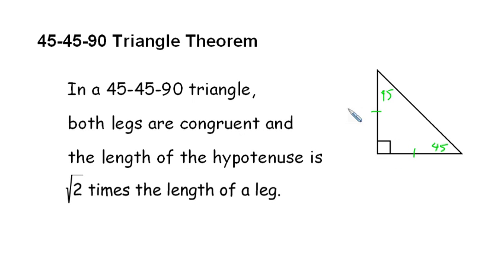And then it says that the length of the hypotenuse will be square root of 2 times the length of the legs. So if the legs are both x, then the hypotenuse would be x times the square root of 2, just like we had on the previous page. Now I'd like for us to look at some examples.